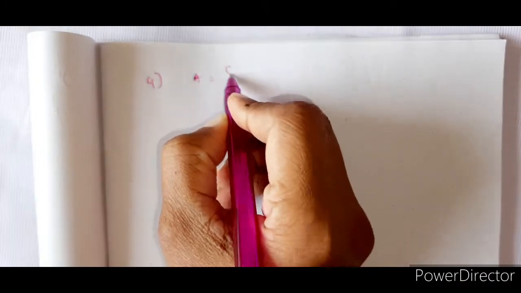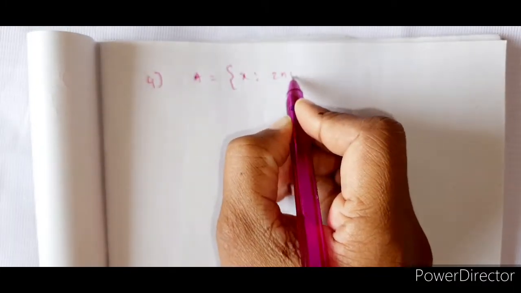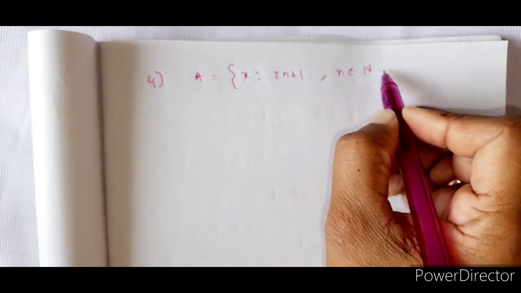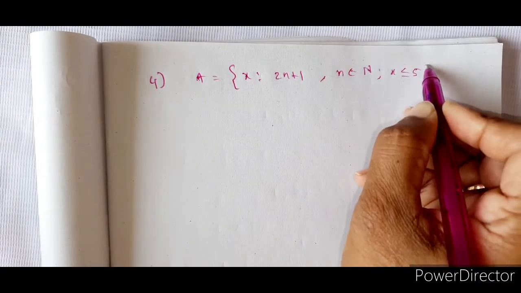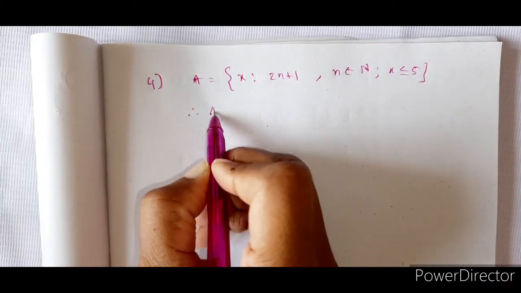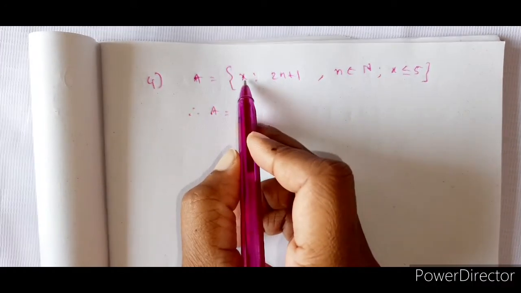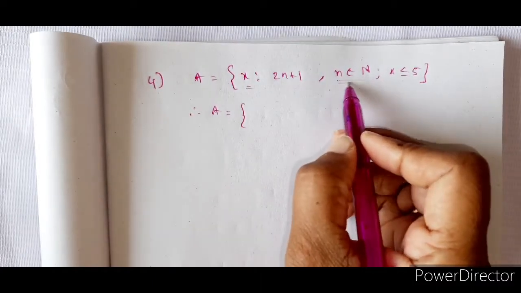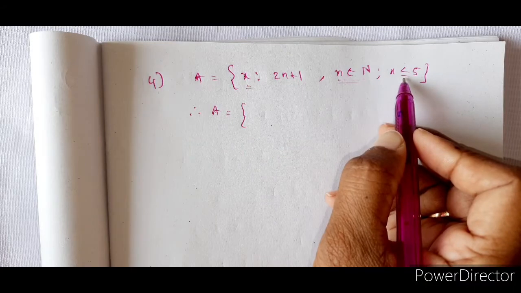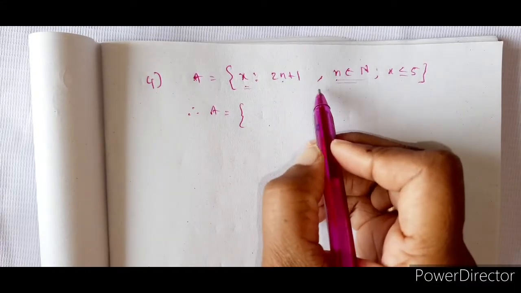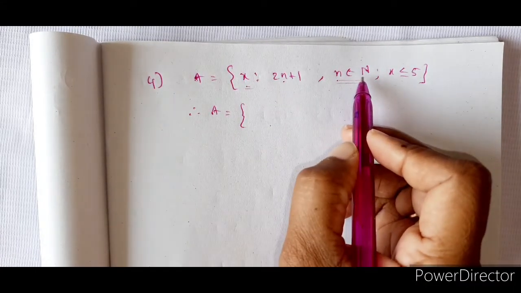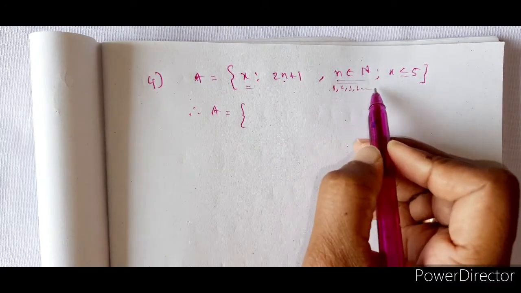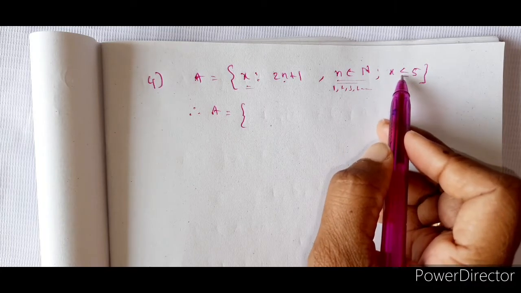Right, A is equal to X such that 2N plus 1 is X, N belongs to capital N and X is less than or equal to 5. So therefore A is equal to X. First of all, write what the elements are, with the condition N belonging to N and X less than or equal to 5. N belonging to natural numbers means 0 won't come. 1, 2, 3, 4, etc. Now check those values which are less than or equal to 5.